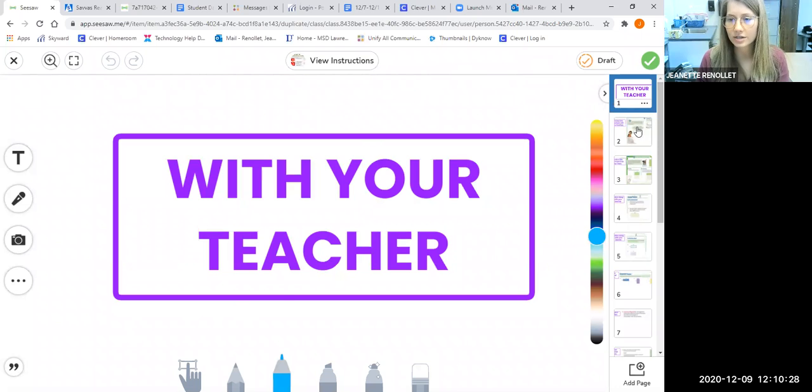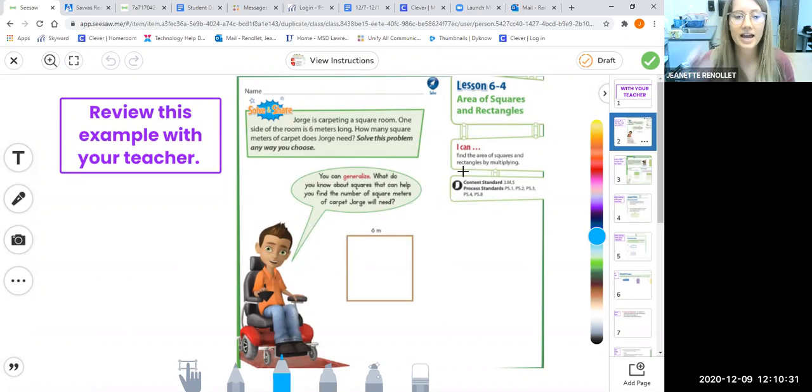We are going to start on slide 2. Slide 2 gives us a word problem that we might see in real life where we need to use the area to help somebody out. Slide 2 says, Jorge is carpeting a square room. One side of the room is 6 meters long. How many square meters of carpet does Jorge need? Solve this problem any way you choose.